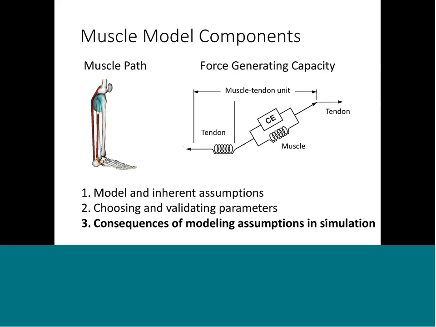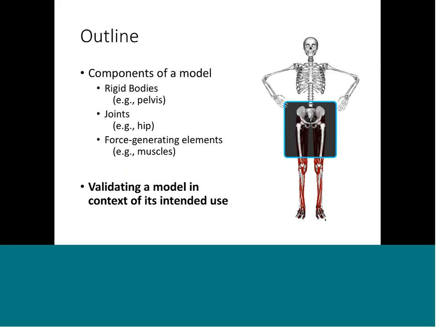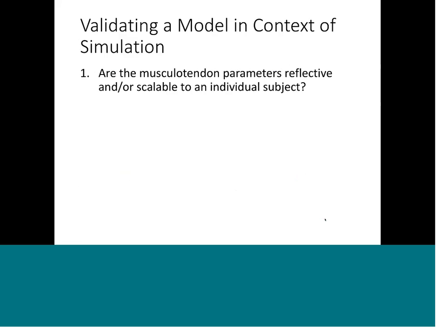So that wraps up our discussion on how modeling assumptions can affect simulation. And in the context of this, let's move on to discuss how to validate a model in context of its intended use. So we want to check a couple of main ideas. First, we want to check that we're confident that the musculotendon parameters in our model are reflective, or at least scalable, to an individual subject. And for us, we ensured this by making sure that we derived our musculotendon parameters from the most cohesive available data sets and scaled parameters when possible to our subject, as suggested by experimental data.